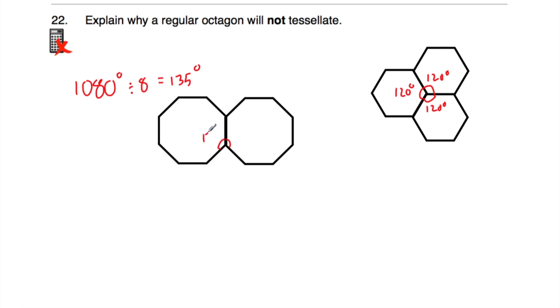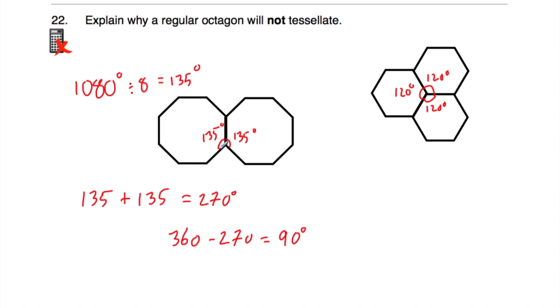So that means this angle is 135 degrees. This angle here is 135 degrees, and if we add those together, 135 plus 135, that's equal to 270 degrees. Now, there's not enough room here for another 135 degree angle. There's only a 90 degree angle here. If we do 360 take away 270, that's only 90 degrees. So that's a right angle. It's not enough space for another octagon.